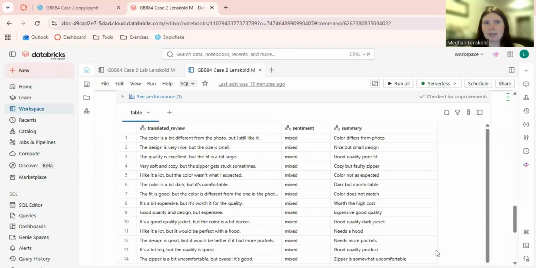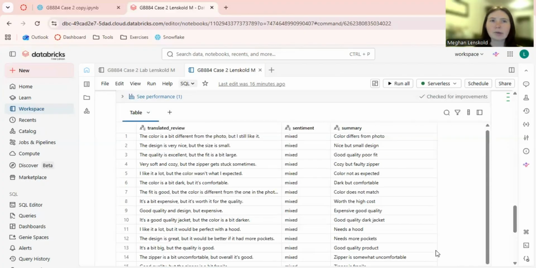What came back was clear. Readable takeaways like "zipper was somewhat uncomfortable," "colors not match product photo," and "needs more pockets" came up in these reviews. The result is that your team can now read and act on feedback from customers, regardless of what language they wrote it in. And no manual translation needed, no reviews falling through the cracks.